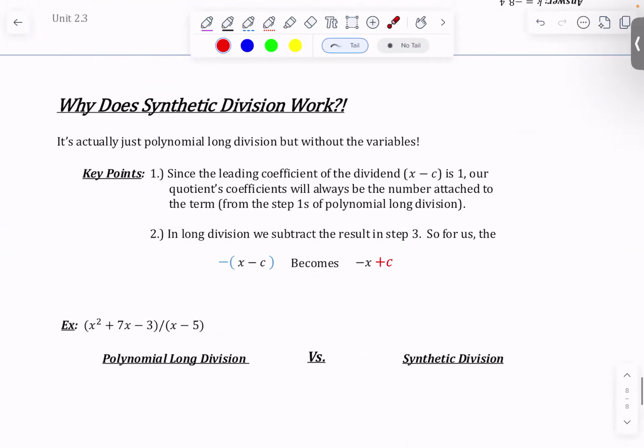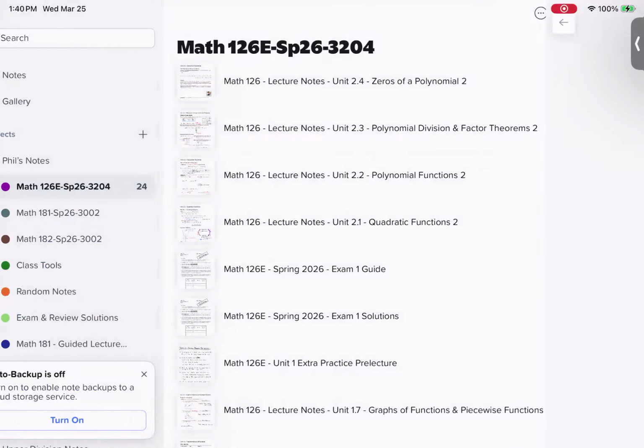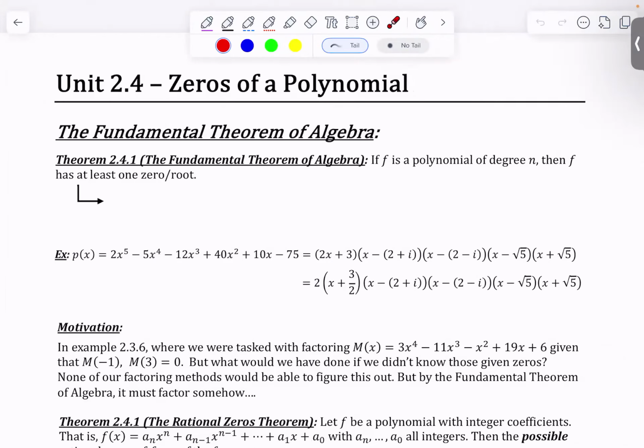Okay. As I said, there will be a video sent out about synthetic division to show why it works in just a little bit. Now on to 2.4. The fundamental theorem of algebra. You'll see that a lot in mathematics, the fundamental theorem of blank. There's a fundamental theorem of calculus, of arithmetic, of probability, of geometry. There's a bunch of them. And when they say that, it means that it's so central to everything that it needs to be mentioned that it's so fundamental.